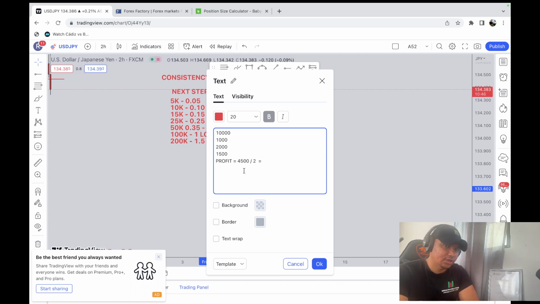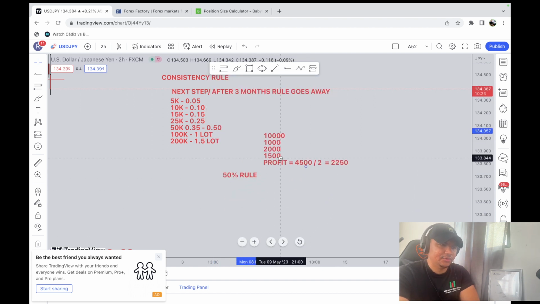That will give you a total of 2,250. All you have to do is make sure no trades that you've closed in profit are more than 2,250. Is this 2,250? No. Is that 2,250? No. Is that 2,050? No. Good. Now you can click the withdrawal button.